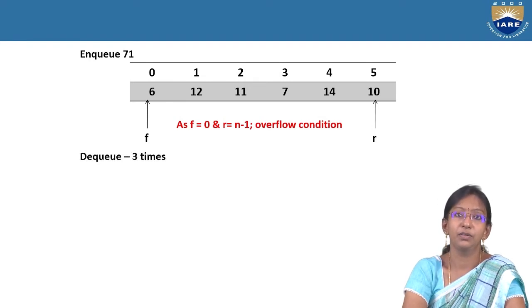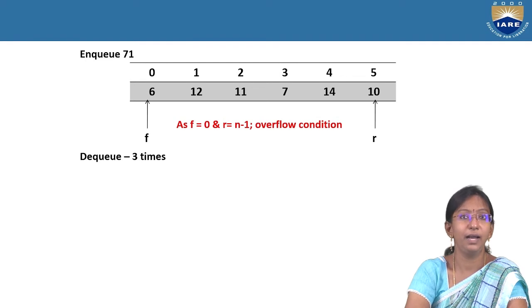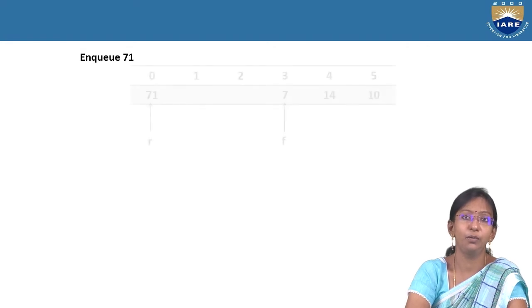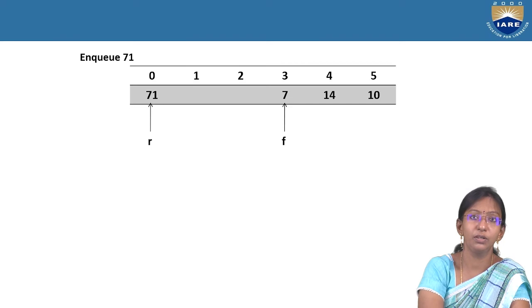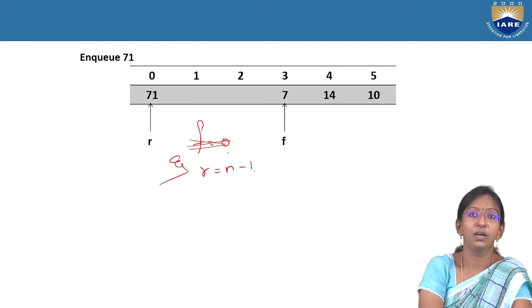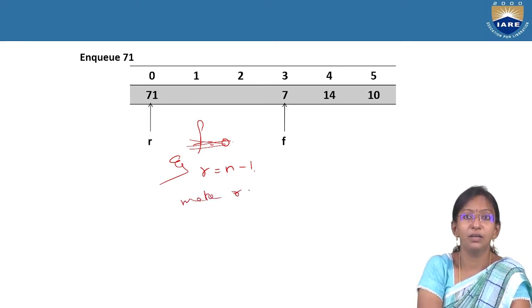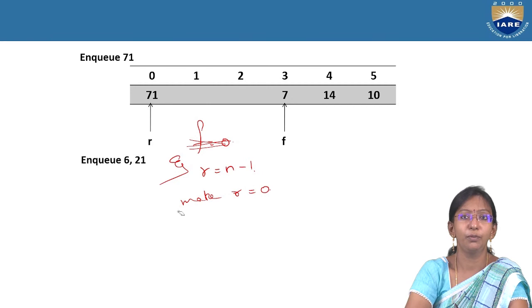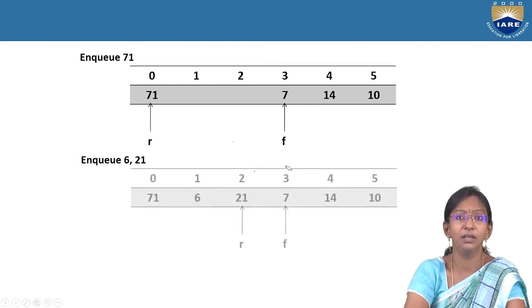Now I dequeue 3 times. See, I have removed 6, 12 and 11. Now my front is pointing to 7. Now if I try to perform the same enqueue operation, what were the conditions? If the front is pointing to 0 and rear is pointing to n minus 1, we cannot insert. But now front is not pointing to 0, right? So the 0th index is empty. So just make rear equal to 0 and enqueue. Okay, so what if I try to perform 2 more enqueue operations? Simply increment the rear, the normal process, right?